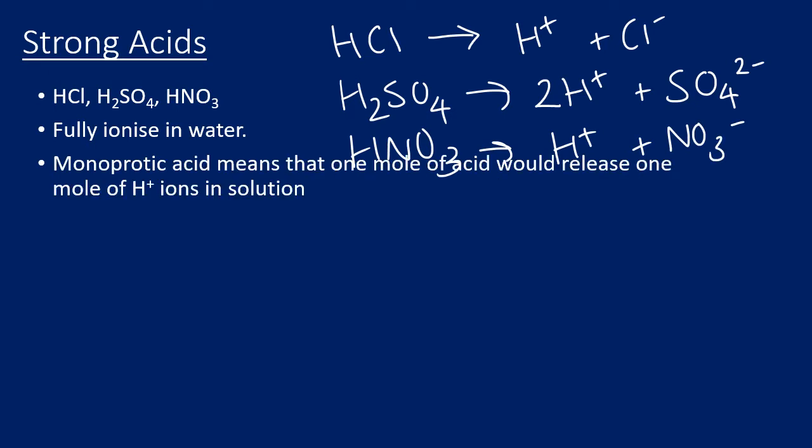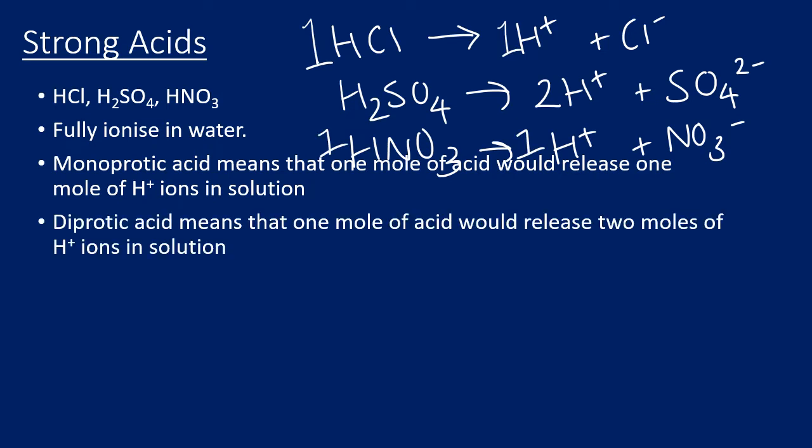So HCl and HNO3 are known as monoprotic because 1 mole of acid releases 1 mole of H+. Sulfuric acid is classed as a diprotic acid because 1 mole of acid releases 2 moles of H+. So it's a 1:2 ratio. You need to be aware of that. You need to be careful when we do calculations shortly about that molar ratio. So 1 mole of diprotic acid releases 2 moles of H+.